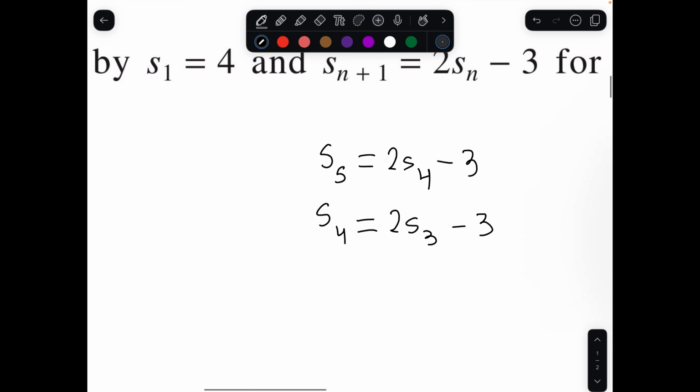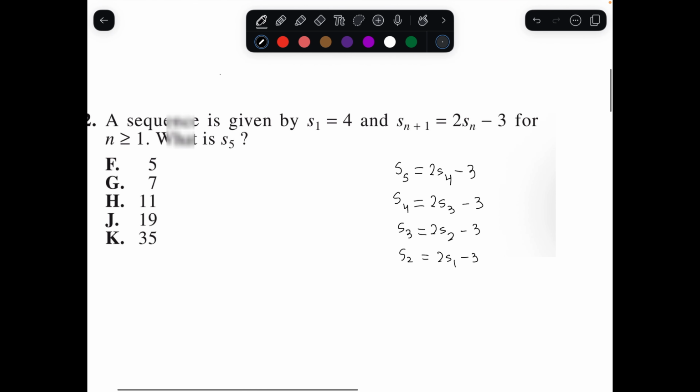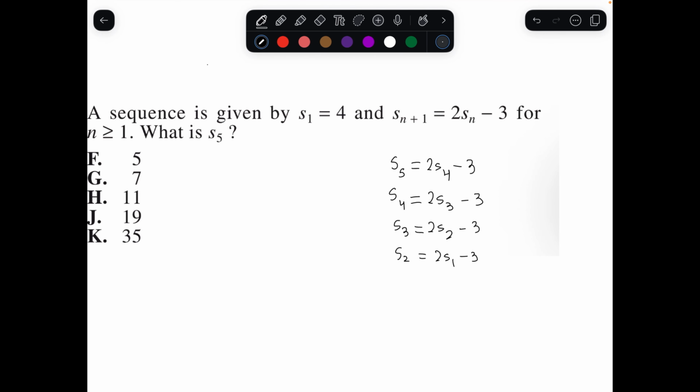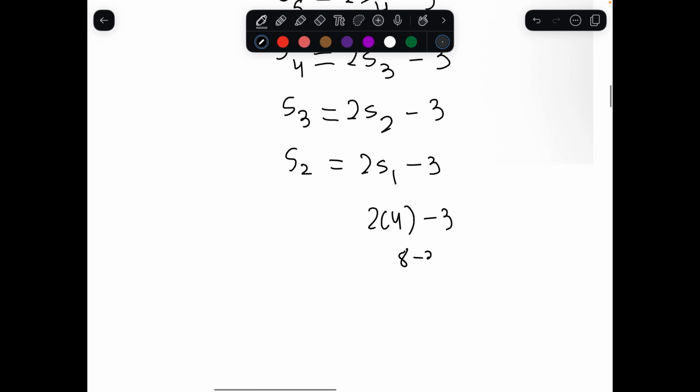So let's just go down again. To find out s of 3, it would be 2 s2 minus 3. And to find s of 2, it would be 2 s1 minus 3. We know s1 is 4. So it would be 2 times 4 minus 3. 8 minus 3 is 5. So s of 2 is 5.